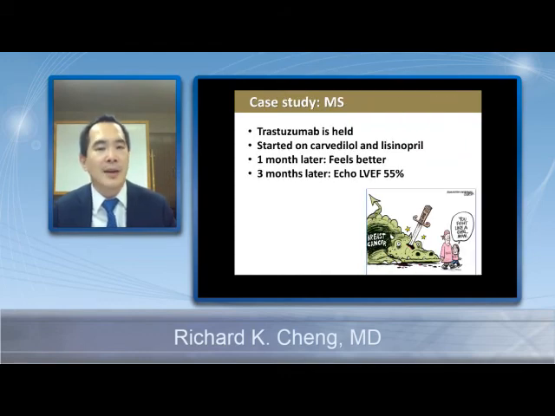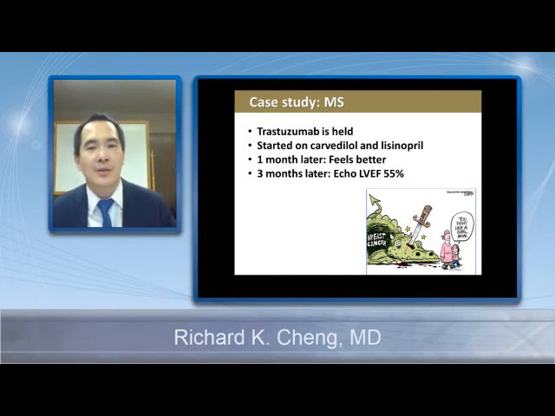So going back to Mary, she had overt LV dysfunction. We decided to hold her trastuzumab after talking to her oncologist. She started on carvedilol as well as lisinopril. One month later, she feels better. Three months later, her ejection fraction returns to a normal range. She does well, lives a normal life, and as long as I've followed her, she's not had further problems from either a breast cancer perspective or a cardiology perspective.